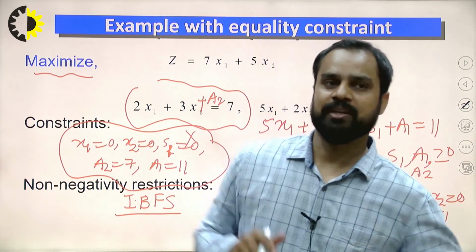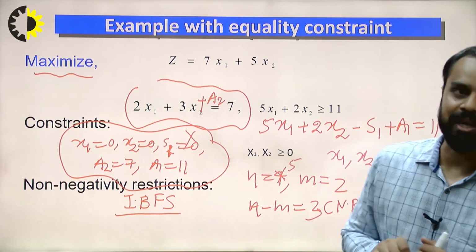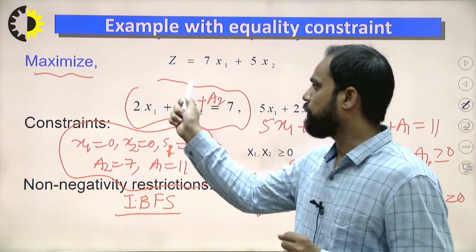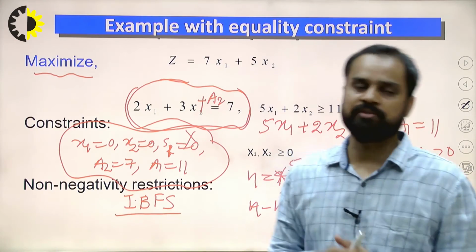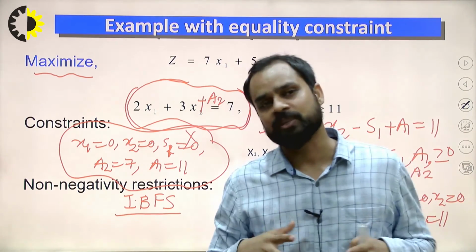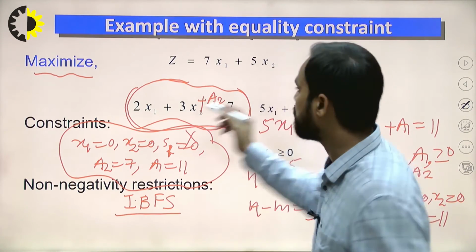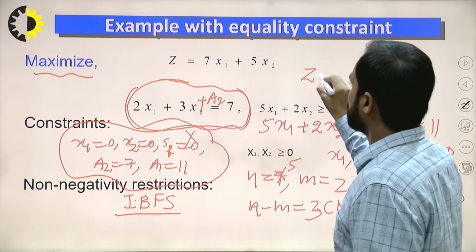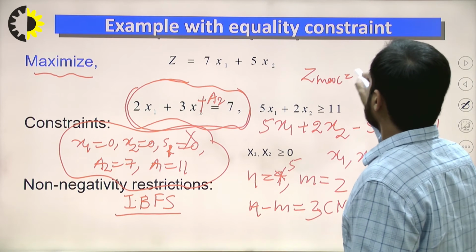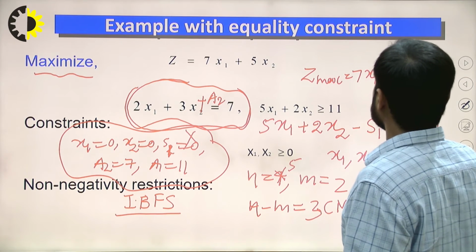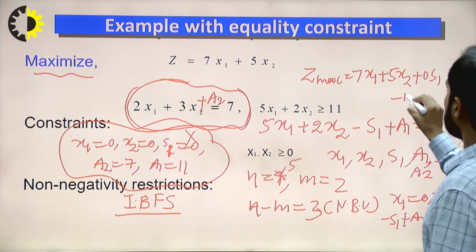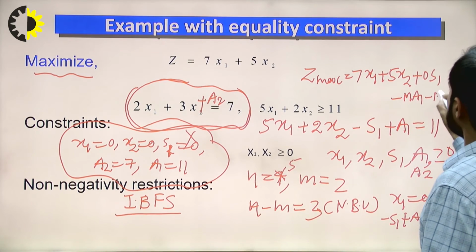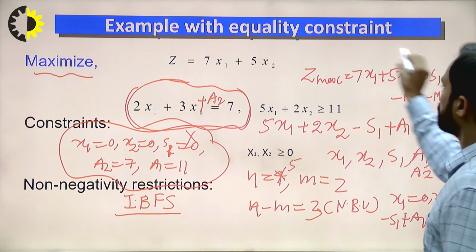Are you getting my point? The important thing is that if the constraint is of equality type, we still have to introduce an artificial variable to find the initial basic feasible solution. If I write the objective function, z of maximization type is 7x1 plus 5x2 plus 0s1 minus Ma1 minus Ma2. That is the objective function.